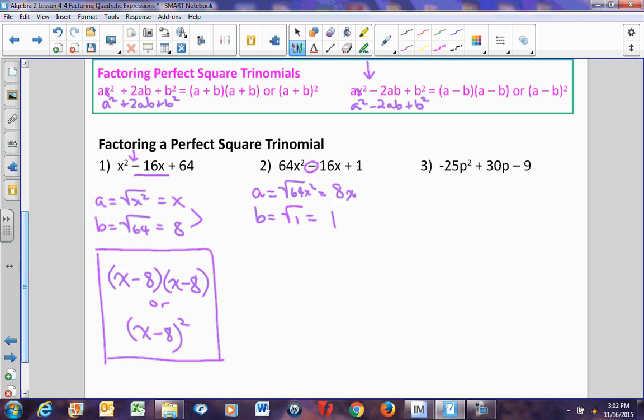Again, it's got the minus sign, so I'm going to use the negative formula. If it had a plus sign, I'd use the a plus b times a plus b formula. Since it has a minus sign, I'm going to use the a minus b times the a minus b formula. So this is going to be a minus b times a minus b, or a minus b quantity squared.